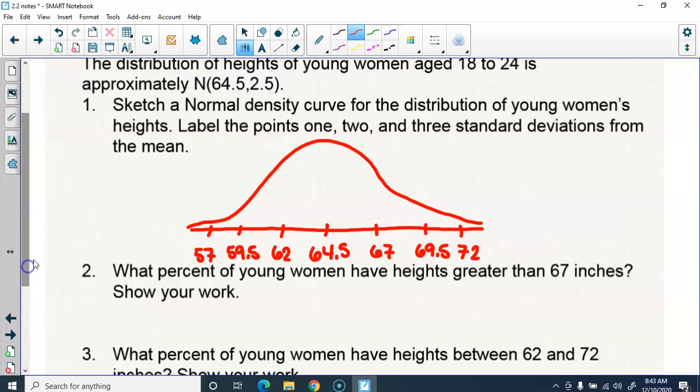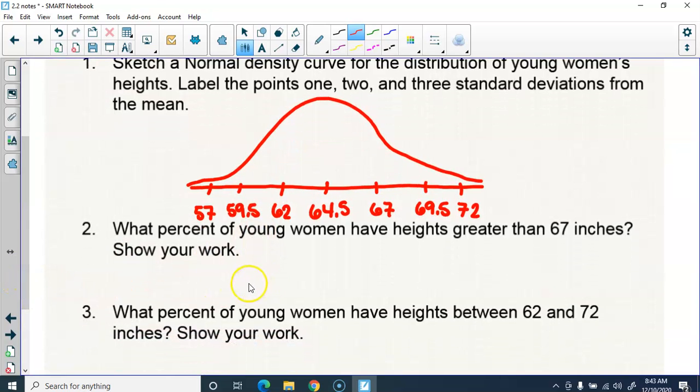What percent of young women have heights greater than 67 inches? Sometimes I like having this first picture down, so I can see what the values are at how many standard deviations away. 67 is 1 standard deviation away from the mean. So if I was between 62 and 67, then it would be 68%. Let me do a quick sketch here to visualize this. Keep in mind I'm not trying quite as hard here.